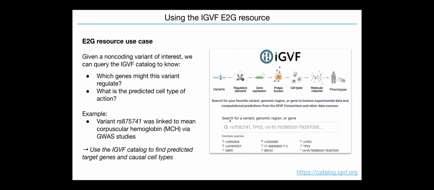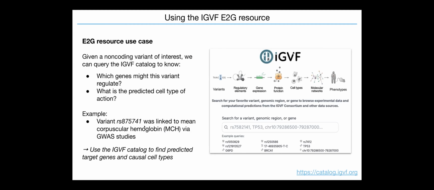So for our little exercise here, let's consider a use case that's a realistic way we think people might interact with the catalog. Let's assume we have a non-coding variant of interest that has been linked to a trait by a GWAS study. We essentially want to figure out what the predicted target genes of that variant are, and in which cell type that variant might regulate said genes. So in our example, we're going to use this variant, rs875741, which has been linked to mean corpuscular hemoglobin via GWAS.